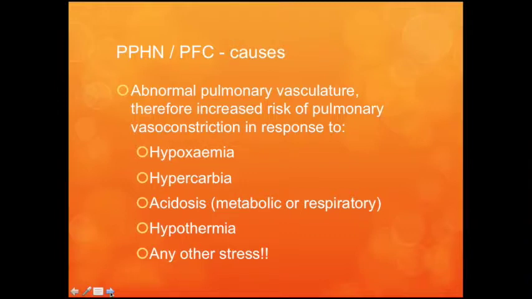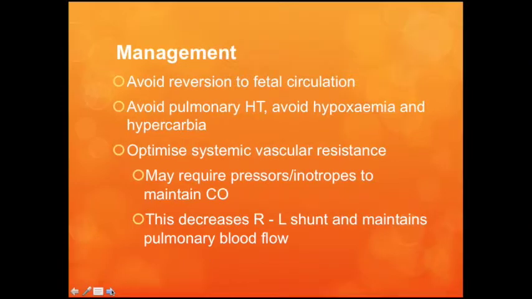So if you can't oxygenate them because the pulmonary vessels are too constricted, then they're going to get more hypoxic, more hypercapnic. And if you can't ventilate them, you can't blow off the CO2, and then they can get a metabolic acidosis as well, and they can just spiral out of control.